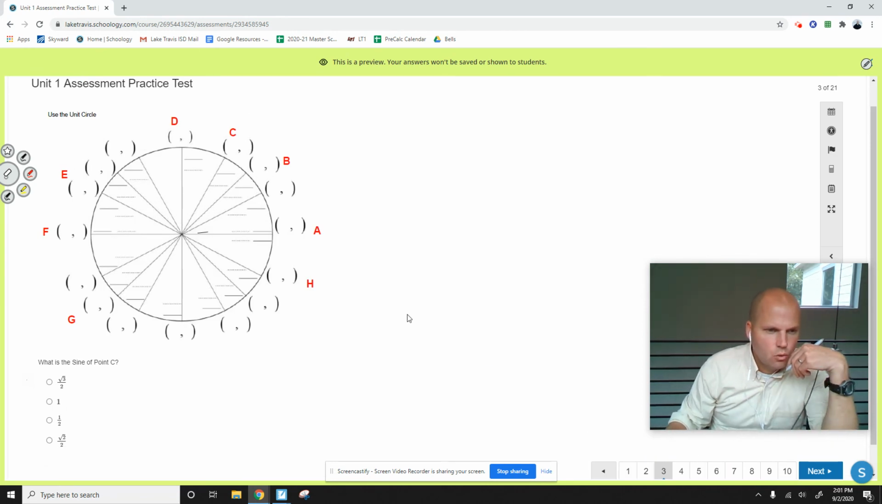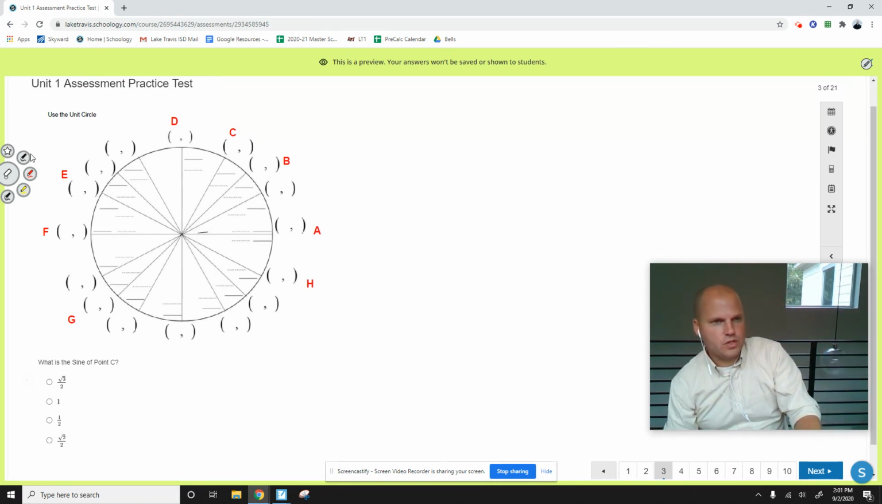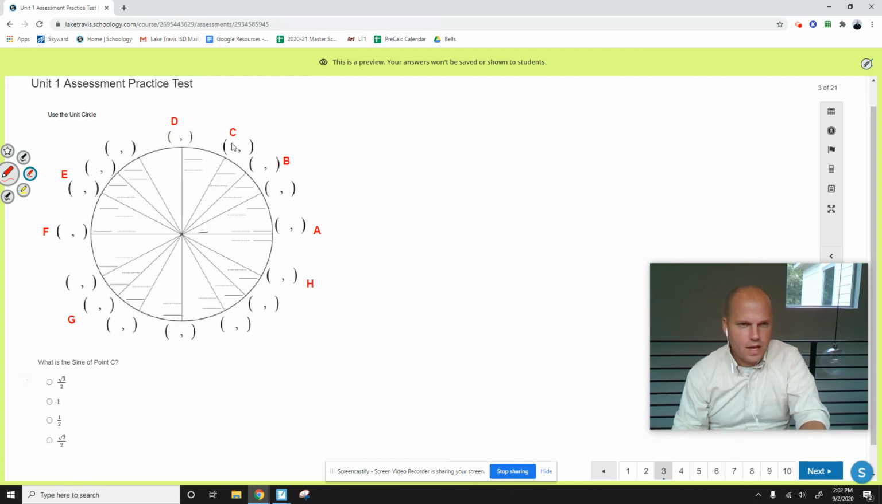Question number 3. What is the sine of point C? Well, here's point C. We can tell it's at this third major angle, that's a pi over 3. Pi over 3 is a 60-degree reference angle. So since this is a 60-degree reference angle, the side lengths are root 3 over 2 and 1/2. If you want to label the point, that's fine. The x is 1/2. The y, the vertical, is root 3 over 2.